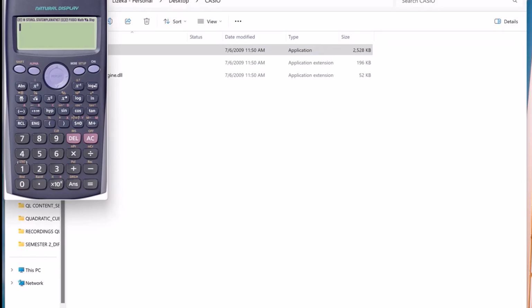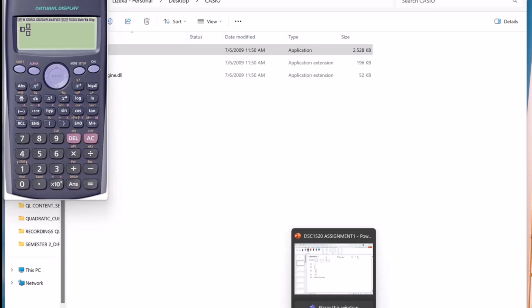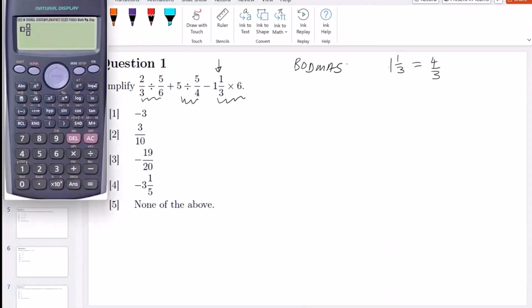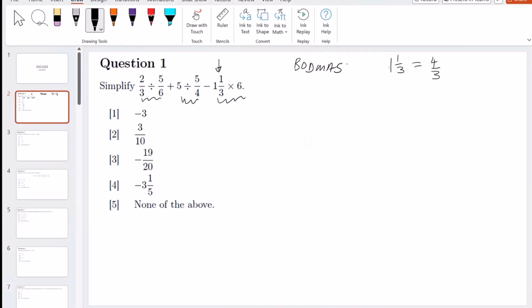So in a calculator, you can enter this one, this is 1 and 1 over 3, and you want to write it as a fraction. The calculator can do it for you, without really stressing yourself to calculate using the processes. So now the calculator can translate it for you. So you need to do that. That's what we are going to do.